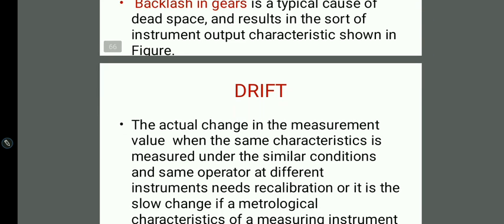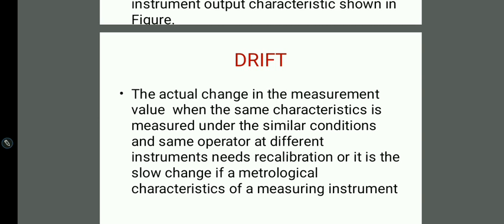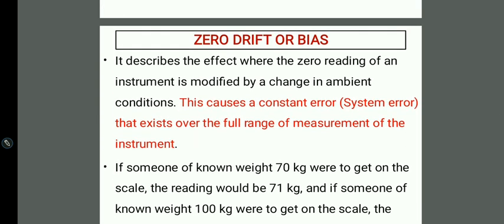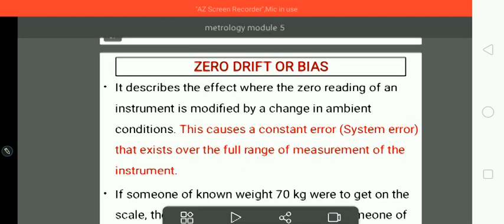Drift is the actual change in the measurement value when the same characteristic is measured under similar conditions with the same operator. Different instruments need recalibration, or it is a slow change in a metrological characteristic of a measuring instrument. So, zero drift or bias. Drift is classified into two types: zero drift, and the second one, sensitivity drift or span drift.